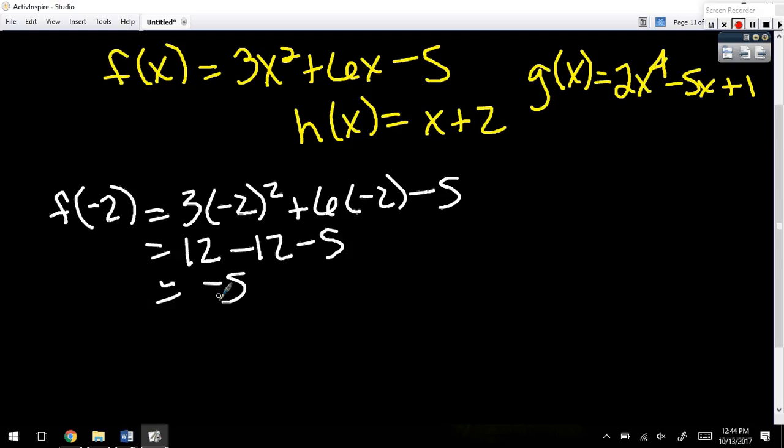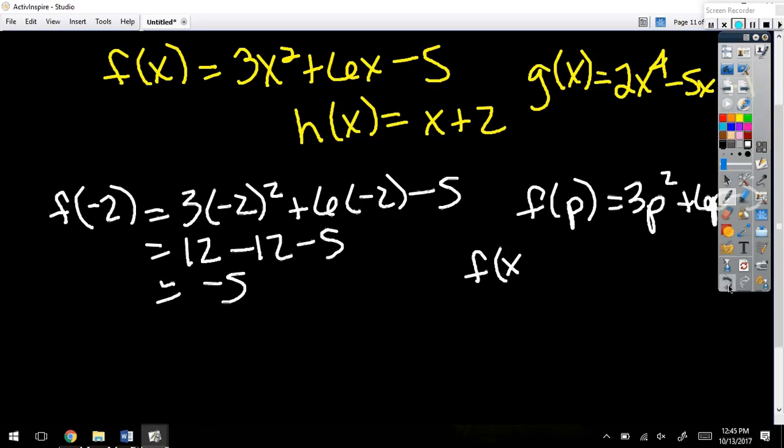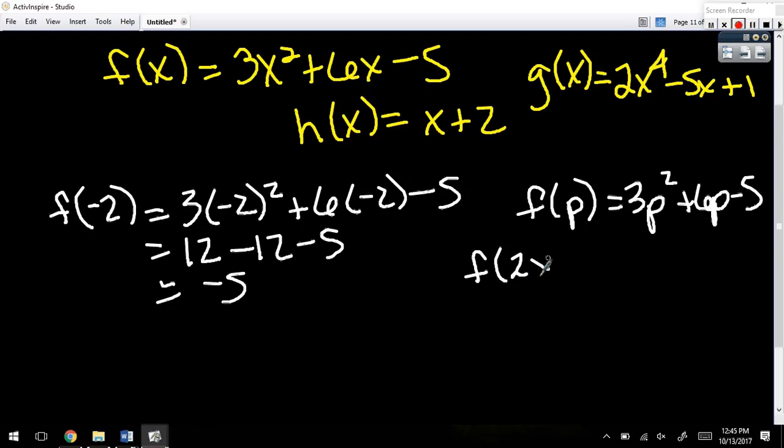What if I change that to, tell me what is f of p? You're going to replace all the x's with p. What if I asked you to find f of 2x? Replace everything with 2x. I know this is sounding very redundant to you. Some of you are looking at me like, what are you doing? You would replace all the x's with 2x, right?